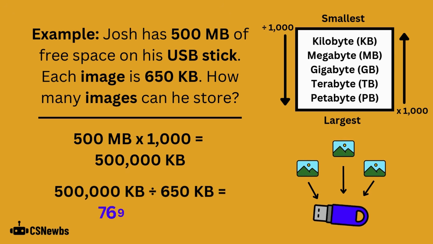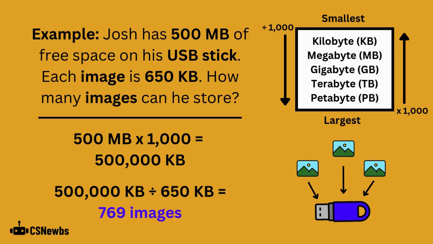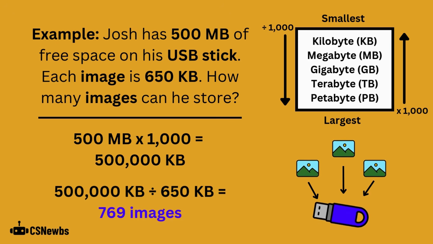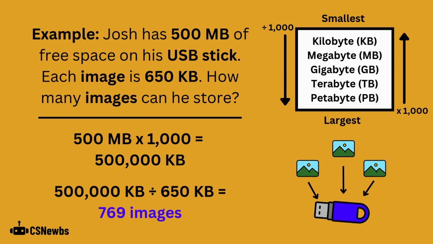500,000 kilobytes divided by 650 kilobytes gives 769.2. We cannot have 0.2 of an image, so we round it down to 769. In an exam, you cannot use a calculator, so the questions should be a little bit simpler than this. We also could have done it the other way and converted the kilobytes into megabytes by dividing by 1000.